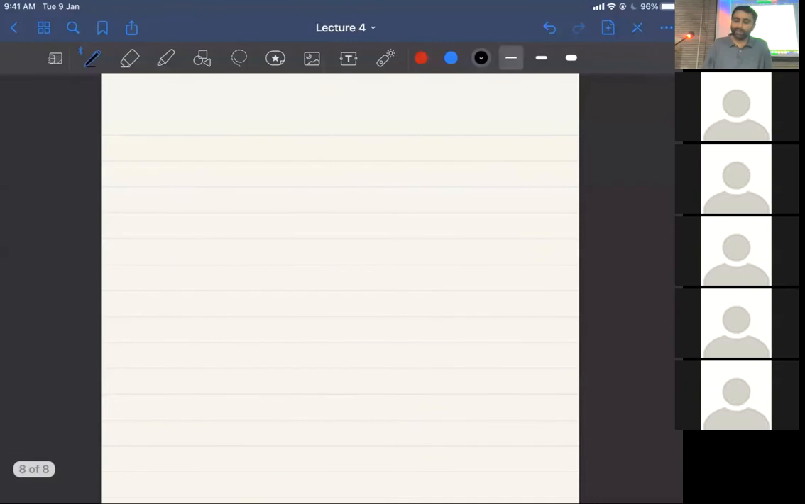So I fixed the alphabet as 0 and 1, two symbols. So I say 0 plus 1 is a regular expression. So this is one regular expression. I put a star over here, and it is still a regular expression. I concatenate it with 0, and it's still a regular expression. I concatenate with another regular expression, which is 1. So this whole thing is a regular expression, right?